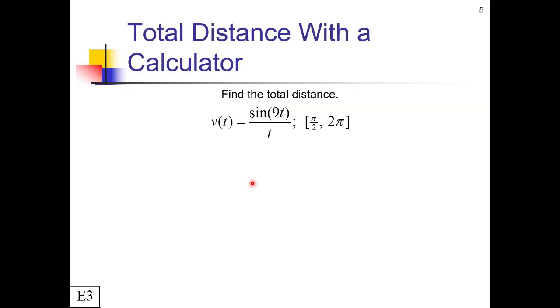For this next problem, they want us to find the total distance of the particle with this velocity function, and this time they're going to let us use a calculator. All right, well, there's a couple ways to do this. Approach number 1 would be to actually find the direction changes using the calculator, using Desmos, and then split up the integral. Basically just do what we did, only using the integral function on Desmos. Let's take a look at what this looks like on the calculator.